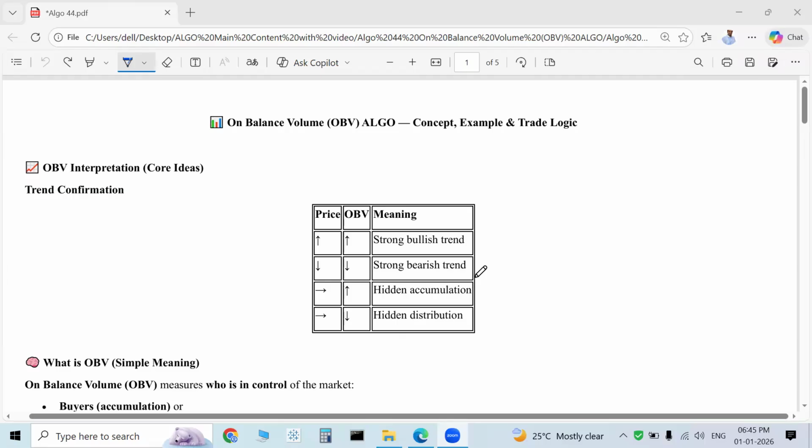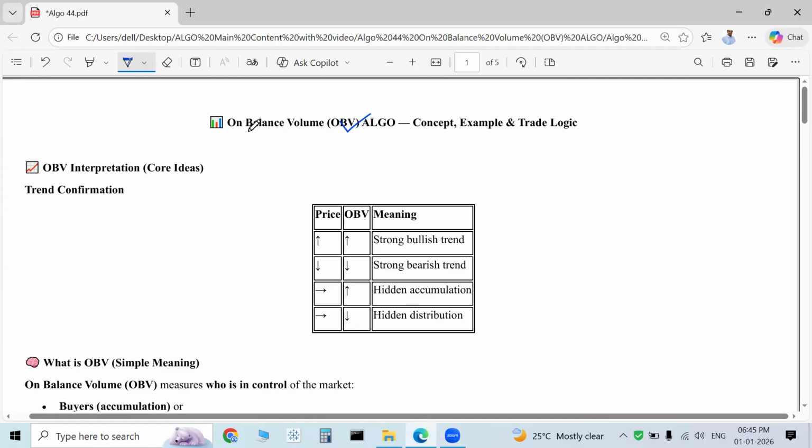Hello, I am Piyush Dave, a FinTech professional, and today I am going to share an algorithm technique based on OBV, on-balance volume algo. This is a very interesting technique, but at the initial stage, it's very difficult to understand how OBV actually works.